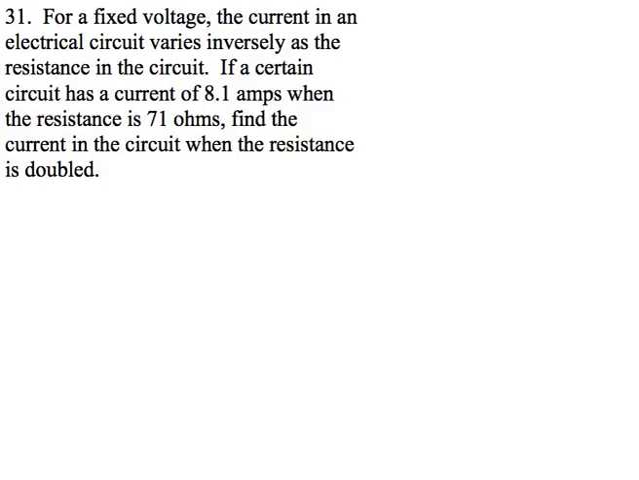Okay, last word problem, number 31. For a fixed voltage, the current in an electrical circuit varies inversely as the resistance. So the fixed voltage we don't need, that's extraneous information. So I'm going to use C for current. So C varies inversely, put your K in the numerator. Inversely means you put in the denominator, and I'm going to put R for resistance. So there's my equation.